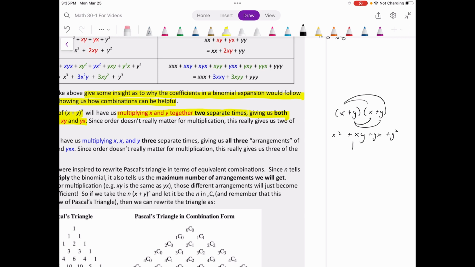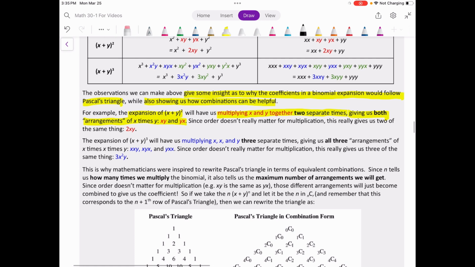That's what we're talking about, the two different ways, so to speak, that you can choose to do the x times the y, right? But again, since order doesn't really matter for multiplication, it really gives us two of the same thing, two x times y's, right? The expansion of x plus y cubed is going to have us multiplying x by y three separate times, right? Giving us all three arrangements of x times y, right? Xyx, xxy, and yxx. But again, those are all really the same thing. Order doesn't really matter for multiplication.